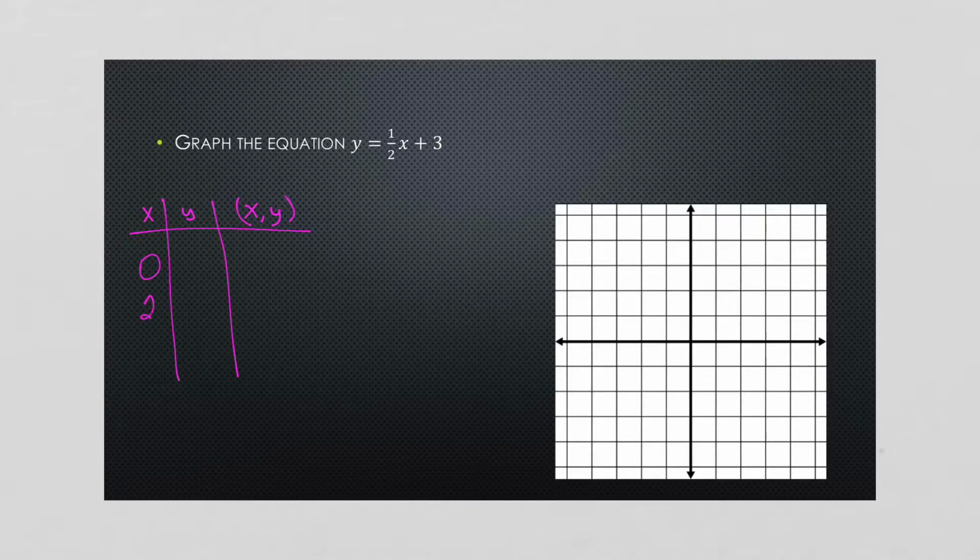So I would recommend to use maybe 2 and negative 2 here. So I'm going to put in 0 first. y is equal to 1/2 times 0 plus 3. That is 3. Now I'm going to put in 2. Half of 2 is 1. 1 plus 3 is 4. Now I'm going to put in negative 2. Half of negative 2 is negative 1. Negative 1 plus 3 is 2.